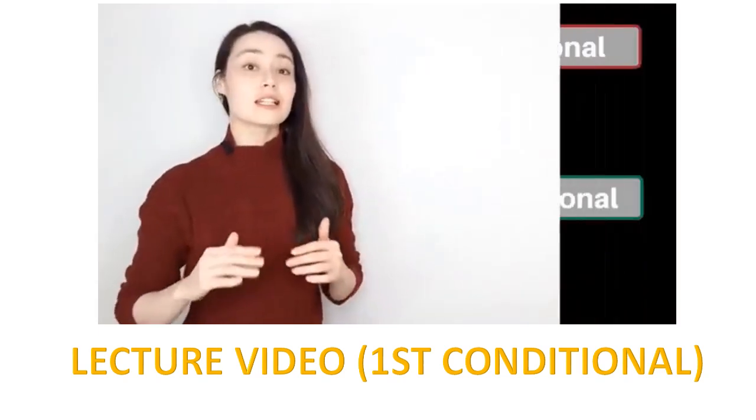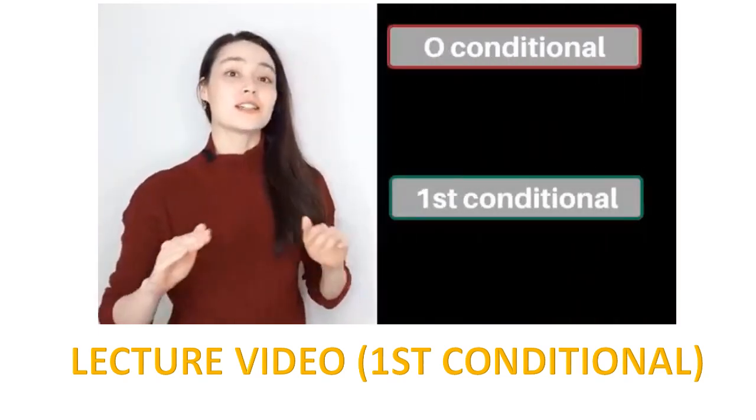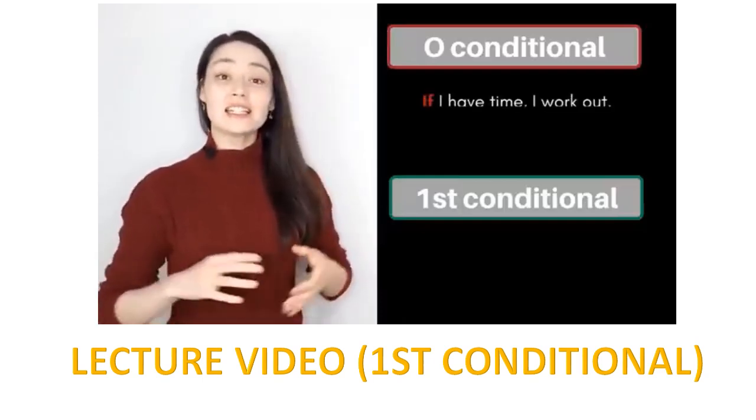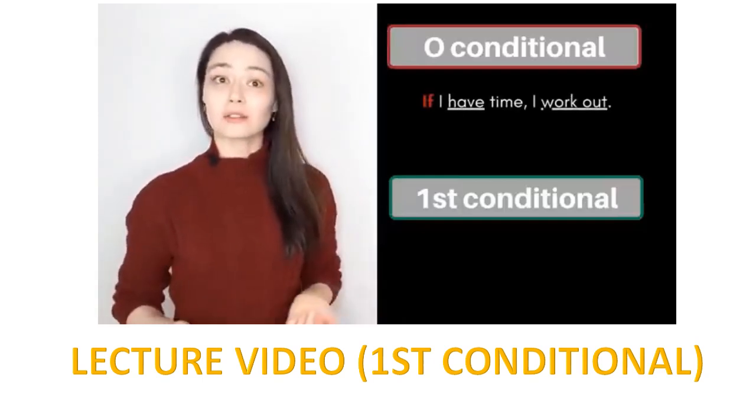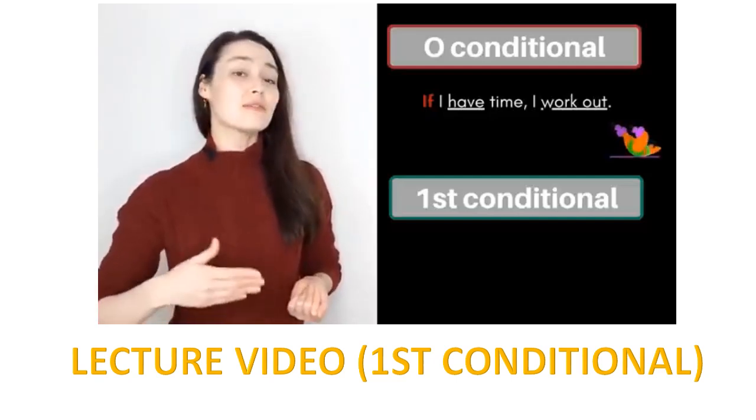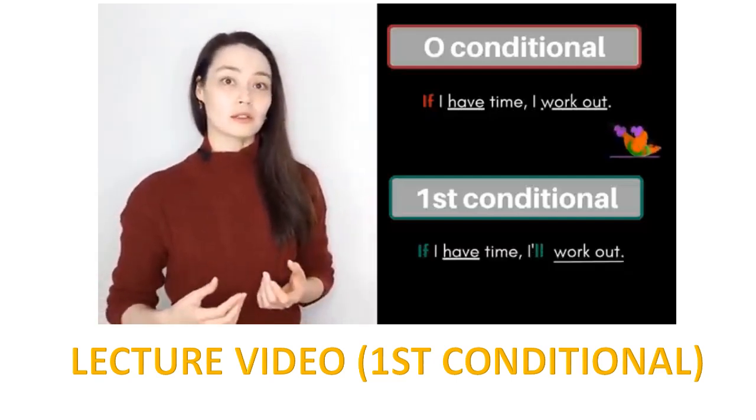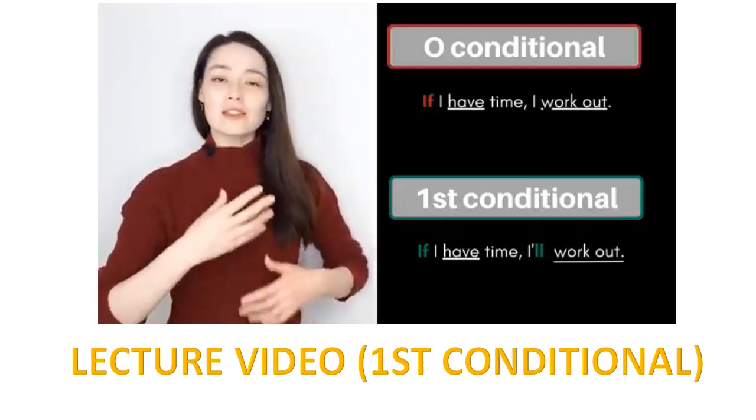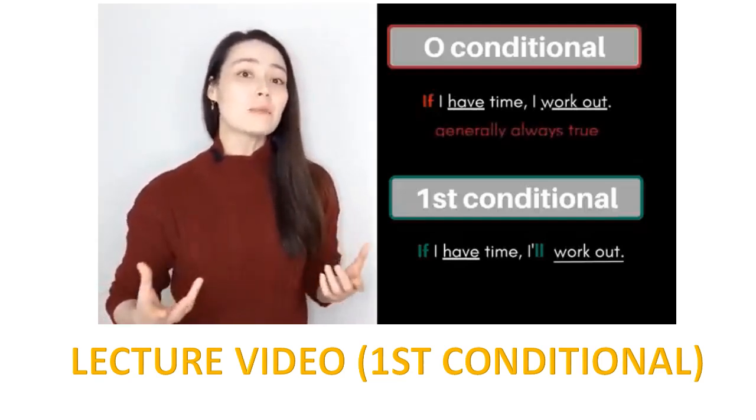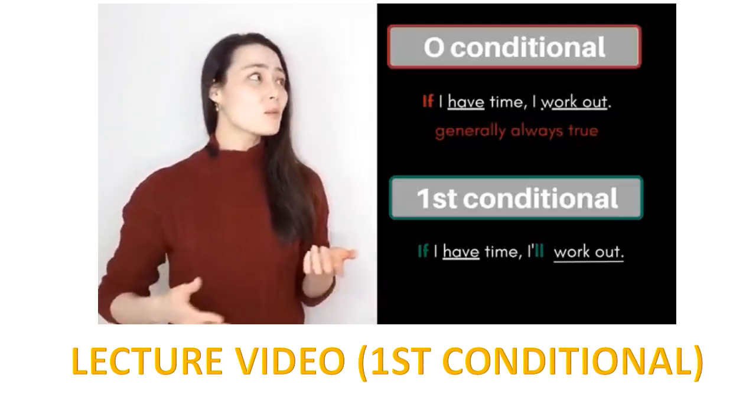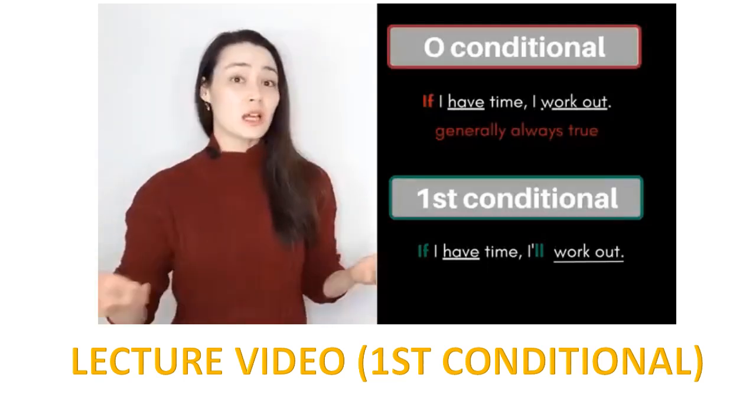Zero conditional, done. First conditional, done. Let's compare them. If I have time, I work out. Workout means exercise. If I have time, I'll work out. So what's the difference? Zero conditional. This is true just generally in my life. If I have time, I work out. So I work out maybe 2 times a week.